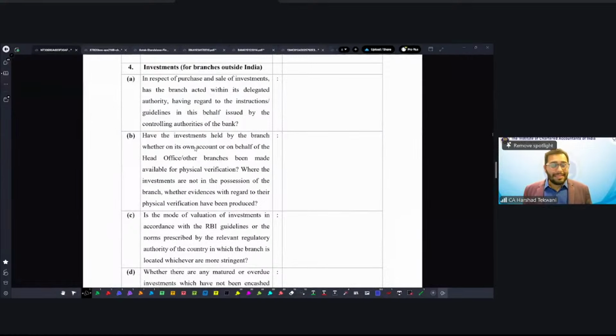Yeah, this is the investment area where the auditor is required to report. And what is he required to report? The first thing the auditor is required to report, in respect of the purchase and sale of the investment, is whether appropriate authority was delegated to the branch, which acted for purchasing and selling the security.